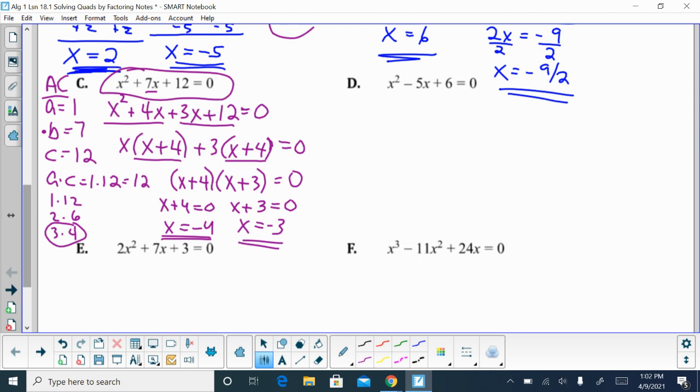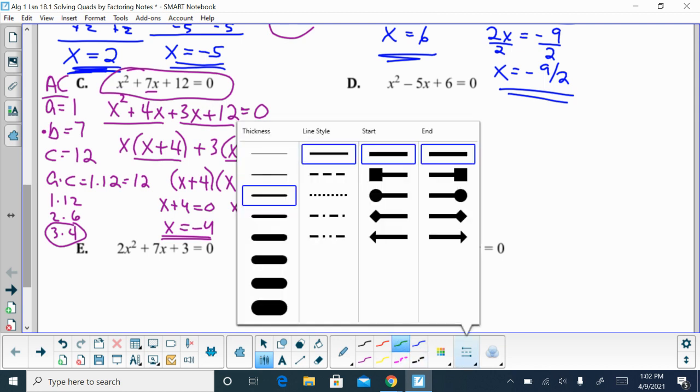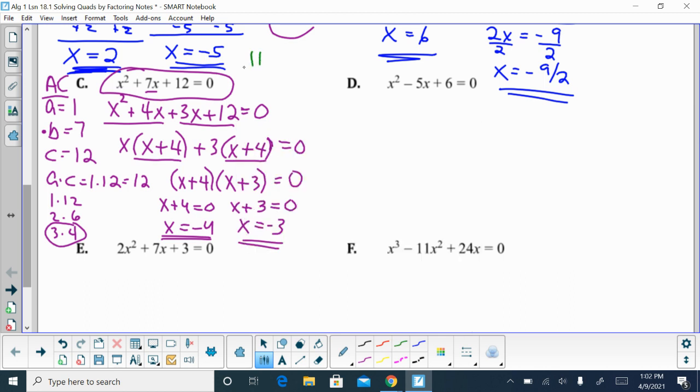Woohoo! Let's rock on, working on D. Let's change our colors because I can. Example D, it is in standard form, so I can quickly identify A, B, and C. Using the AC method, 1 times 6. Now let's try to find the factors of 6 that add up to a negative 5.